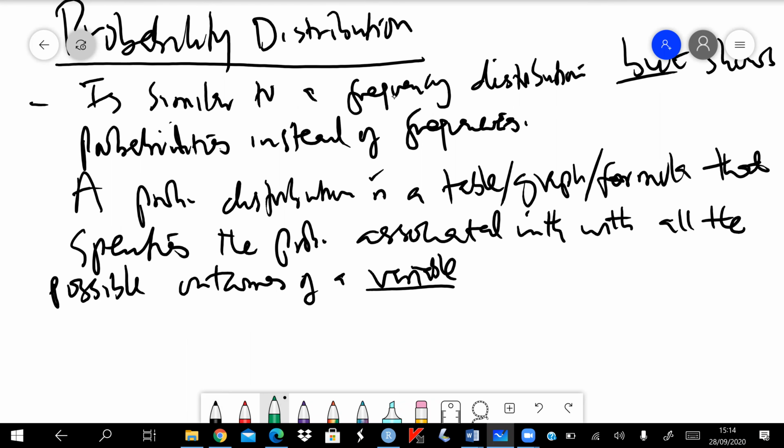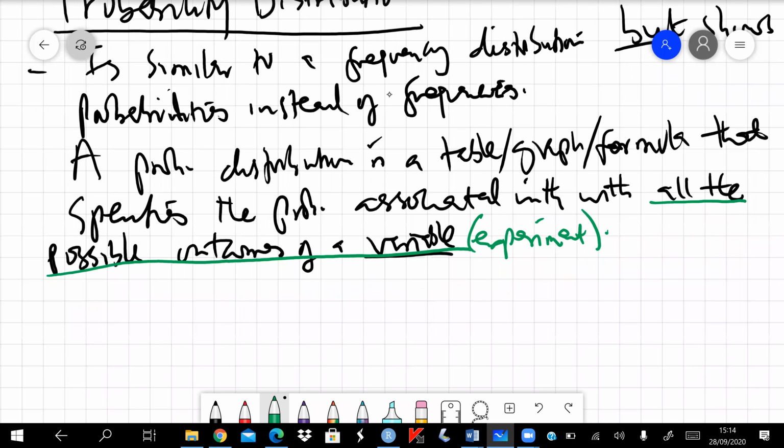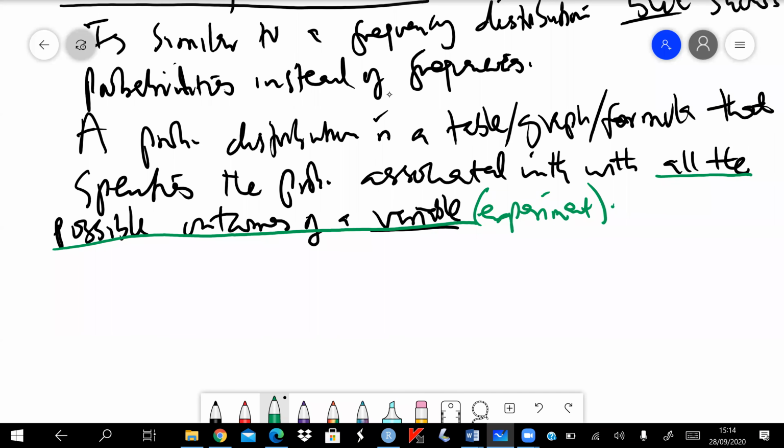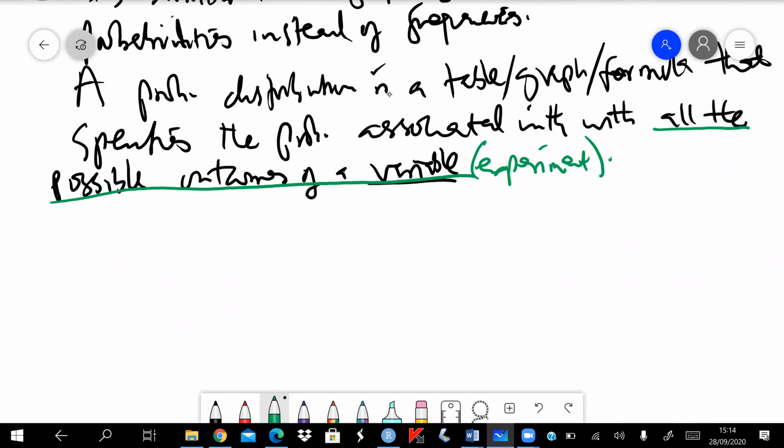Okay, there's something I want you to note. Please note the phrase that I've underlined in green: all the possible outcomes of a variable. Sometimes it can be all the possible values of an experiment. In probabilities, we talk about experiments quite often. The part that I've underlined is actually the definition of what we call the sample space in the context of probabilities.